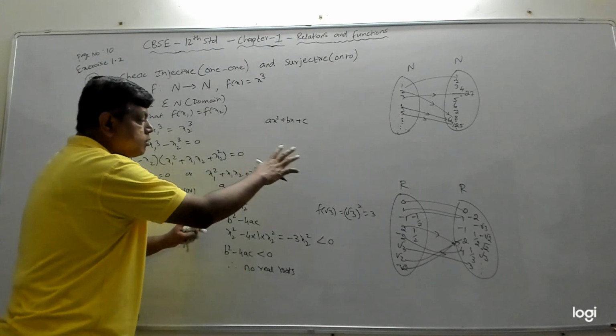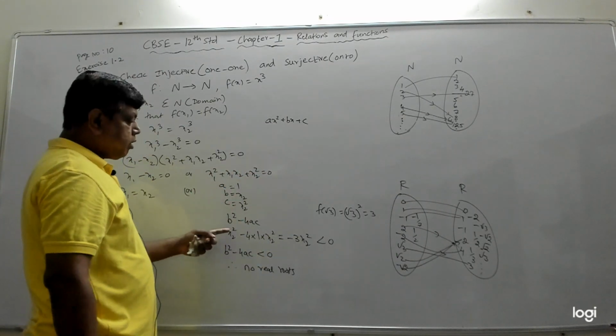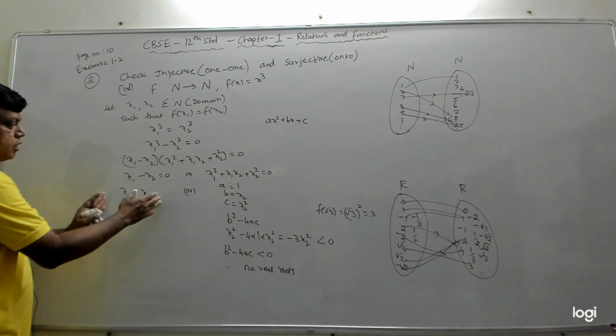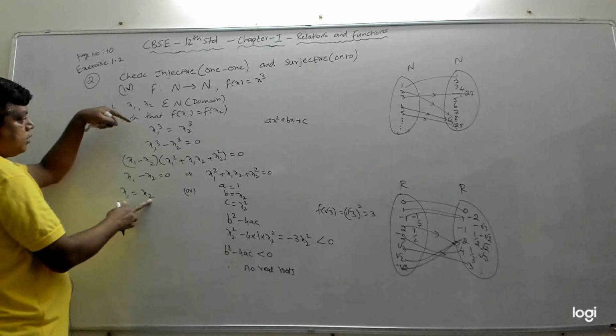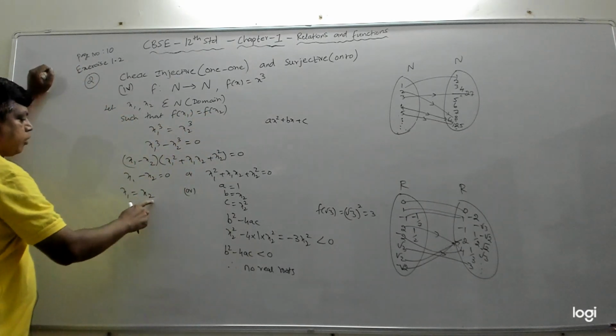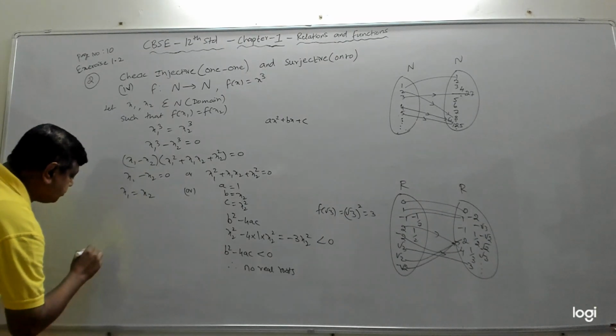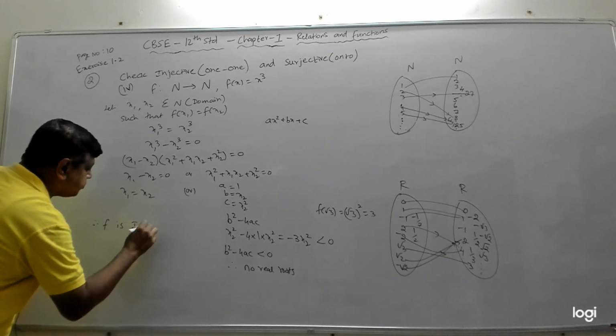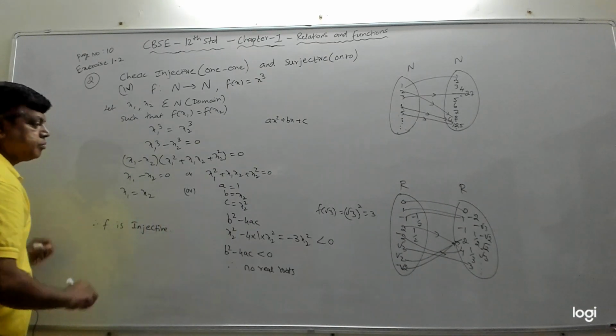Otherwise we would need to solve and find x1 in terms of some x2, but that is not required because your b square minus 4ac is negative here. So therefore the only case that is possible is this, which means x1 equal to x2. So we started with f of x1 equal to f of x2 and we got x1 equal to x2. Therefore f is injective. It's a one-to-one function.